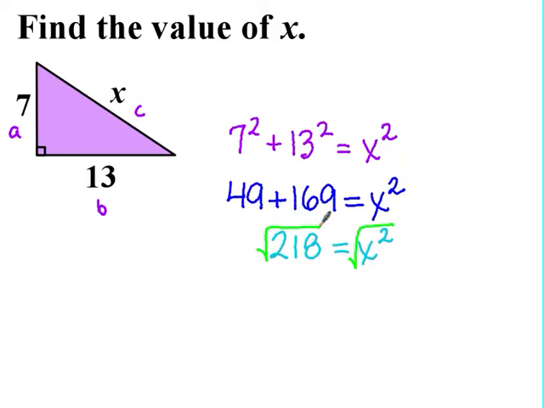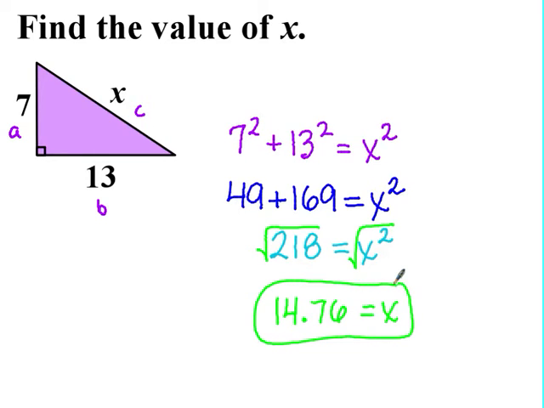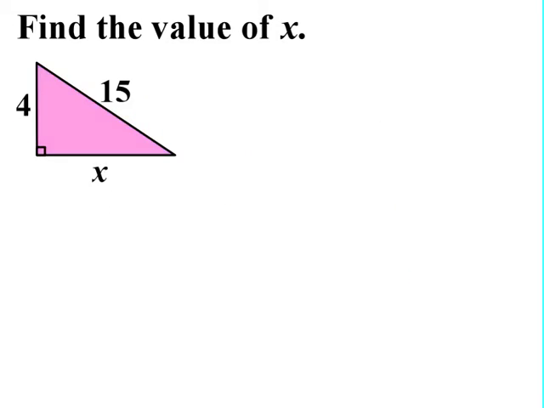So what is the square root of 218? 14.76. There you go. That's all you're doing. That's the Pythagorean theorem in a nutshell. So we're going to go ahead and look at another one.